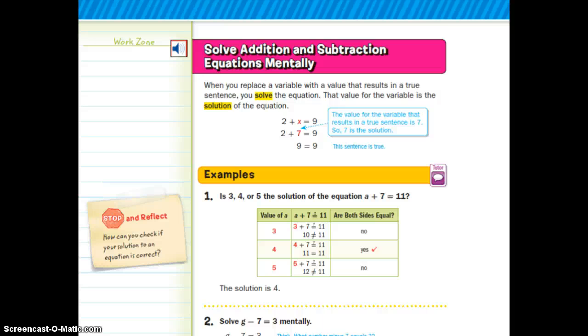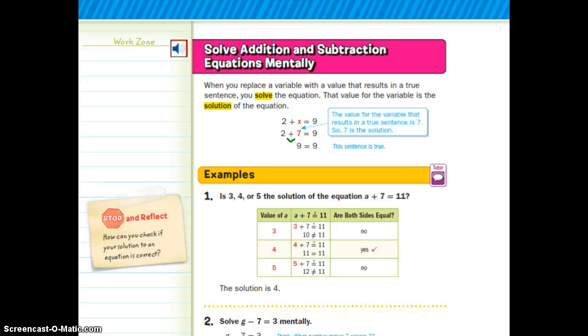So today's lesson is all about solving mentally. That means we're going to be able to think of what the answer is. And then starting on the next lessons, we're going to use the process steps. But today we're going to use mental math. 2 plus x equals 9. Well, let's think about it. What number plus 2 gets me 9? You guessed it, 7. And then we know that 9 equals 9 because 2 plus 7 in fact equals 9.